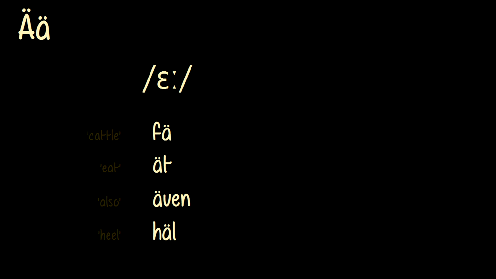And remember, this is not an A with two dots, it's the letter Ä. When long, this is pronounced Ä, which is similar to the E in English get, only longer. Ä, fä, ät, även, häl. When short, this is Ä, which is pretty much the same, but short.